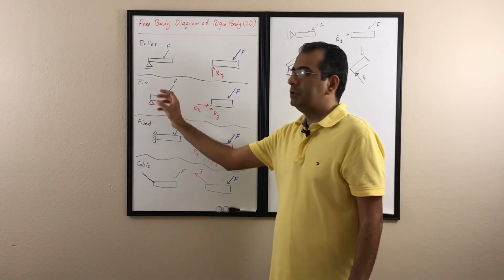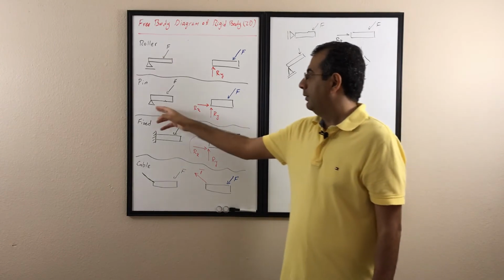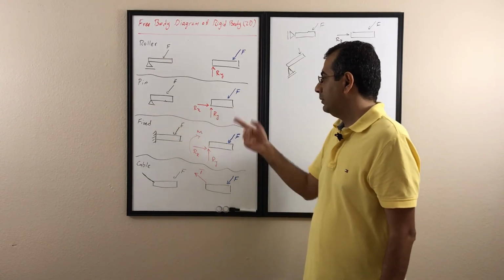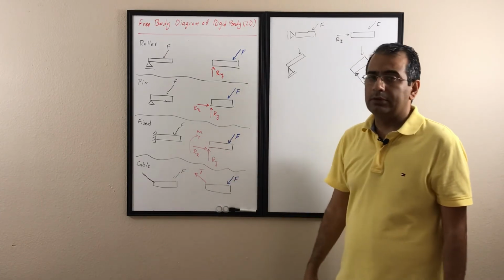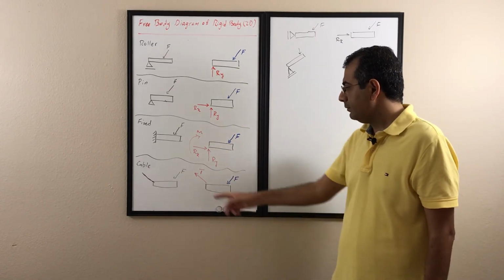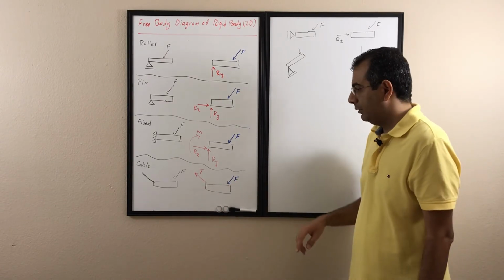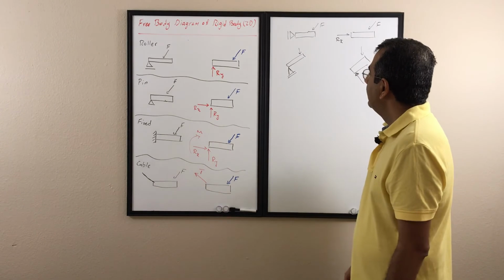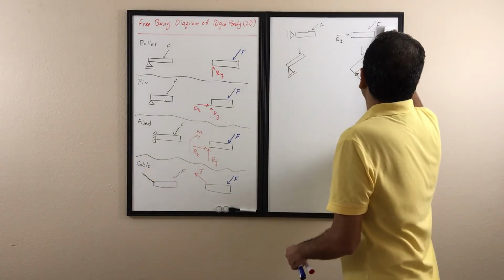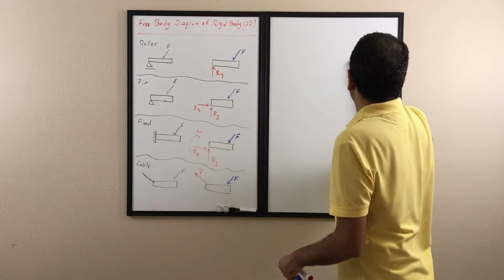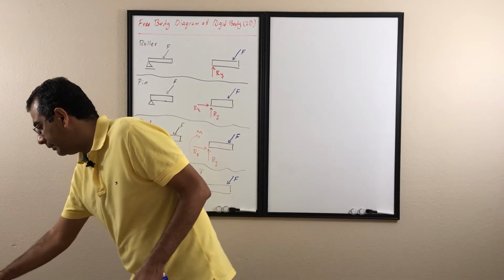Pin, doesn't matter which way it is, never lets it move in either the X or Y direction. The fix, the same, doesn't let it go in the X or Y direction, and also doesn't let it rotate. And the cable also only provides tension, it doesn't provide any other support. So I'm going to show a couple of examples here of what we are going to work with.